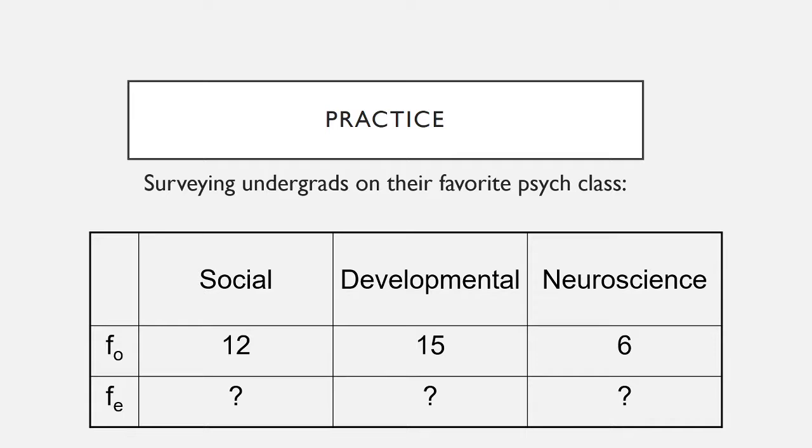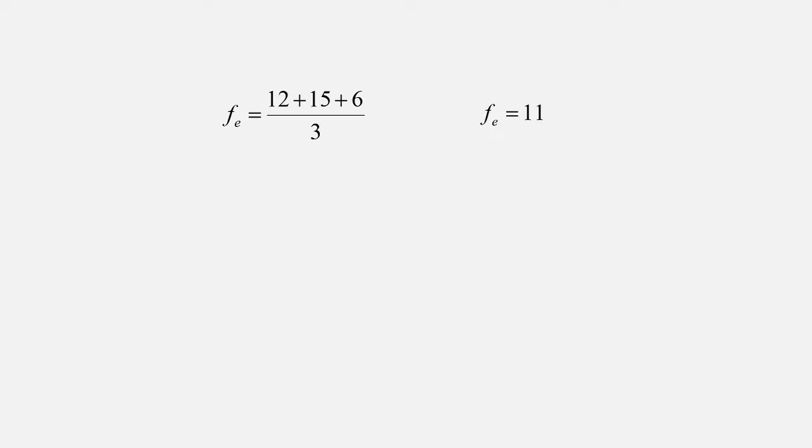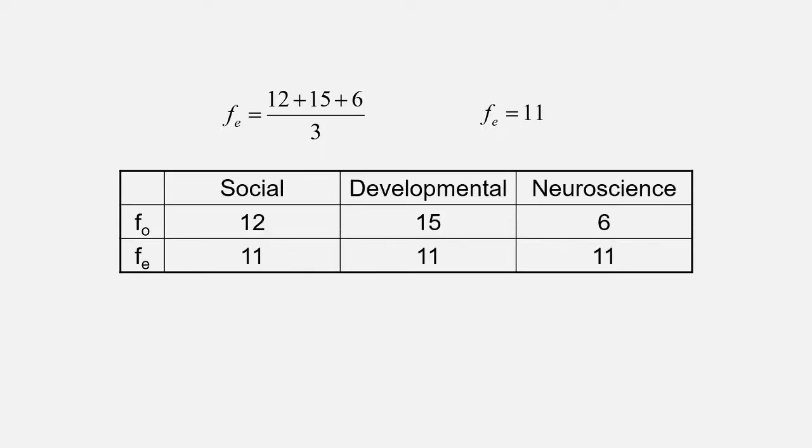Okay, if you're returning to the video, now let's go through and make sure that we've worked on this chi-square practice problem. Okay, so in order to get your expected frequencies, you basically take the sample size for your observed frequencies and divide by the number of potential groups, getting you your expected frequencies reflecting equal breakdown between the three groups.